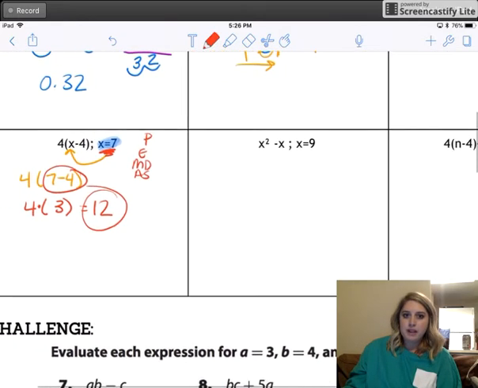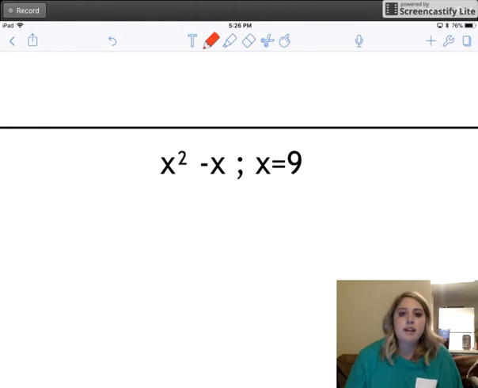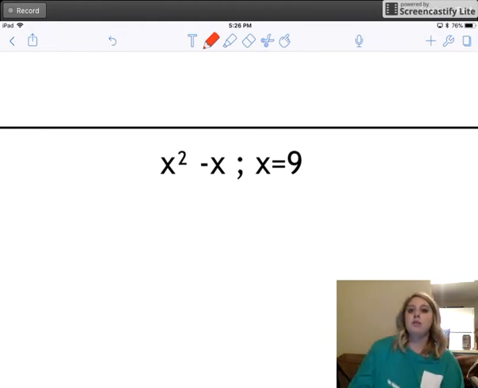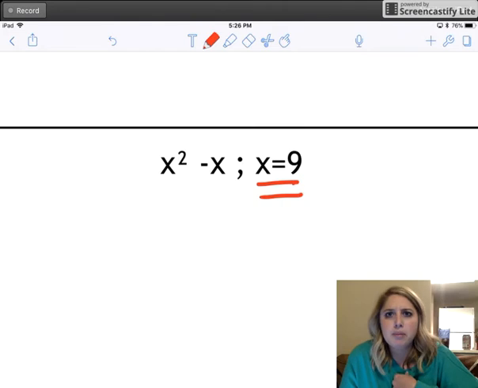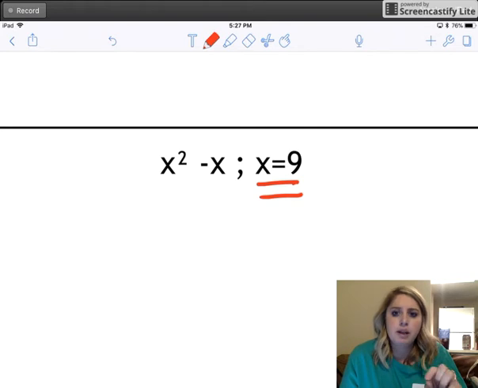Okay, so for this next one, it says x squared minus x when x equals 9. So if it's x squared minus x when x equals 9, I'm going to take 9. Oh, dang. I was supposed to pause the video. You guys try this one. This is the we do part. Use this x equals 9 and plug it in and see if you can get something out of that.